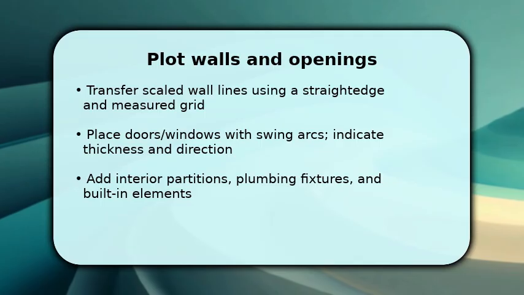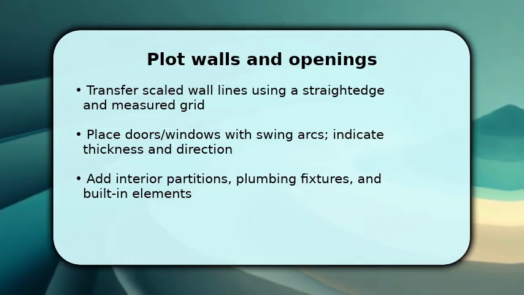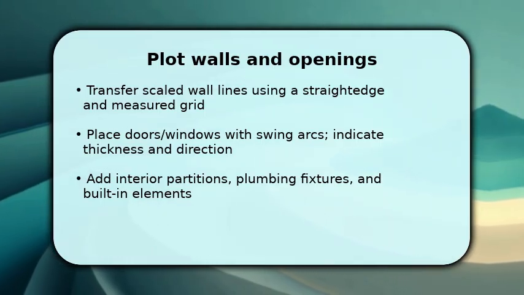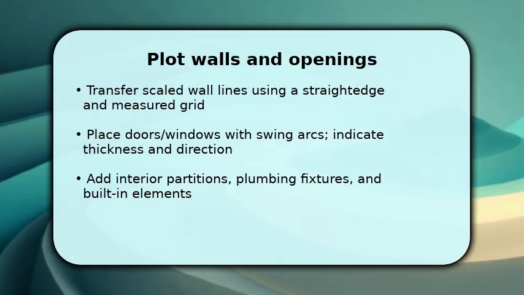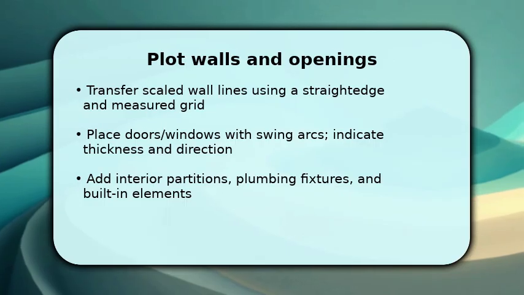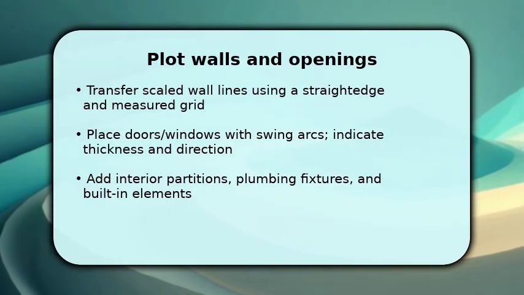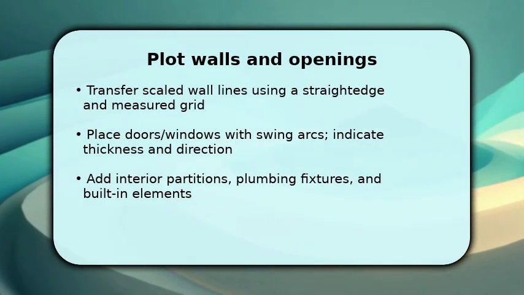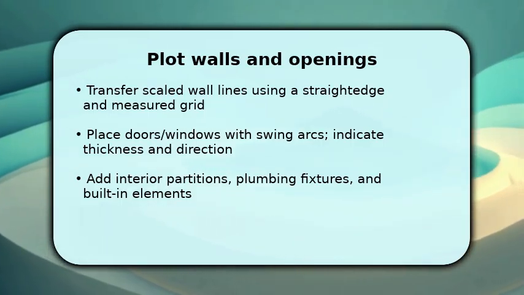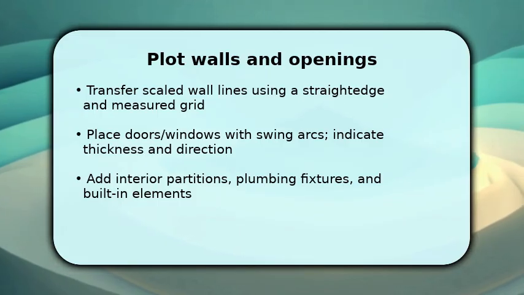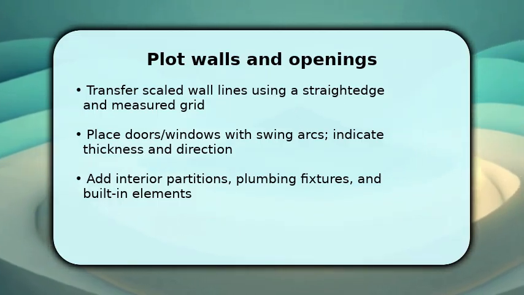Once done, insert interior partitions and indicate wall thickness so clearances are accurate. Place doors and windows showing swing arcs and head heights. This explains flow and daylighting. Then add fixed fittings, kitchen, bathroom fixtures, radiators, so you know where services run. Use light pencil for adjustments and darken final wall lines to distinguish permanent geometry from notes and tentative items.